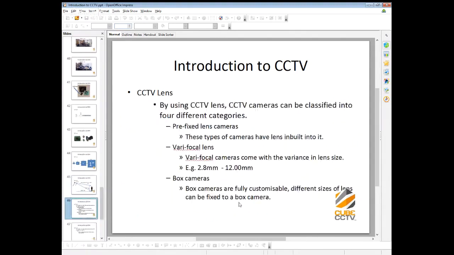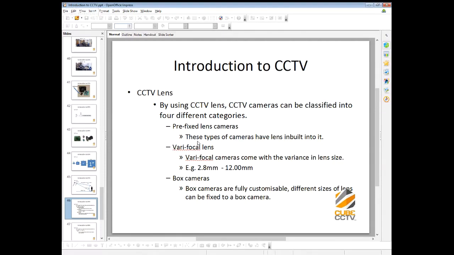Now, based on this lens, you could categorize cameras into different categories. What we looked at before was categorizing the cameras based on the signal type, but now using the lens, you can put them into different categories. The first one is the prefixed lens cameras. The lens is already fitted into the camera board, so you don't have the option of changing it or fitting another lens. You just have to settle with that.